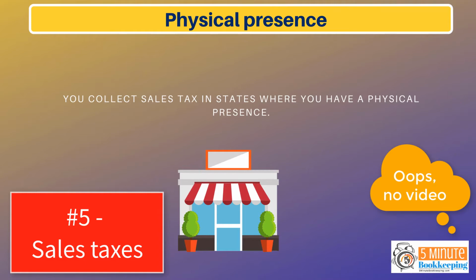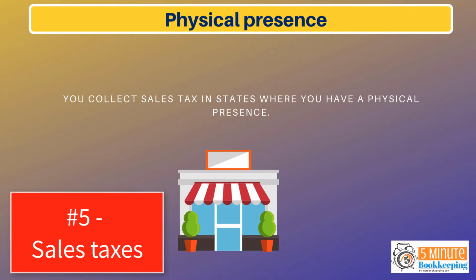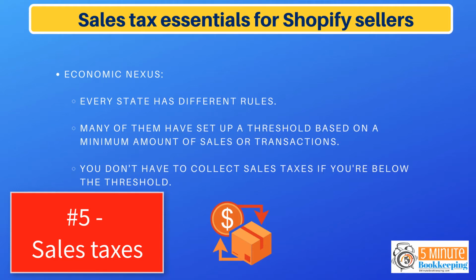Number 5, sales taxes. You need to register in states where you have a physical presence, like your home state. You also need to understand the basics of sales taxes, and there's no need to panic. Most new sellers don't have to worry about collecting sales taxes in multiple states until they have economic nexus. So how do you know if you have economic nexus in a state? Well, every state is different. For many states, you have to meet their specific thresholds. For example, it may be 100 transactions or $100,000 in sales. So basically, again, no need to panic.